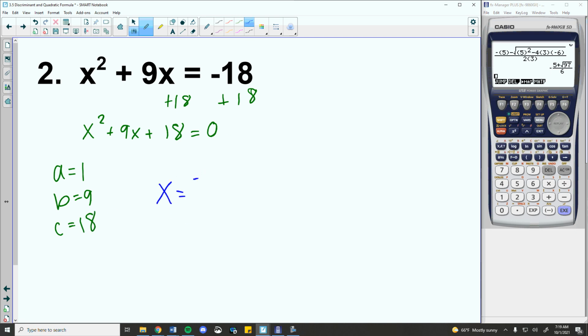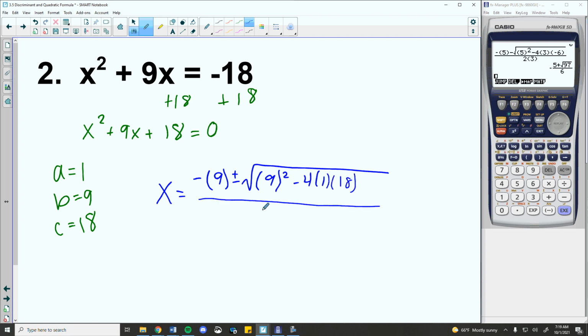So I have x equals negative b plus minus the square root of b squared minus 4 times a times c, all over 2a. And from here, I'm just typing this in my calculator. So again, we're going to hit that fraction button first. I have negative parenthesis 9 parenthesis plus square root of parenthesis 9 parenthesis squared minus 4 parenthesis 1 parenthesis parenthesis 18 parenthesis, and then the bottom is 2 parenthesis 1.